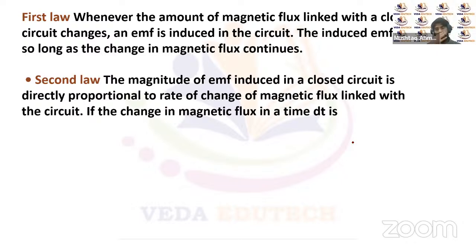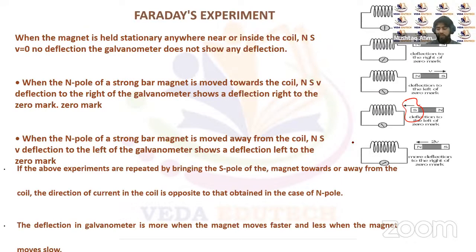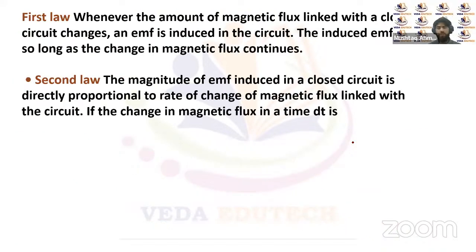With respect to all these observations, Faraday drew some conclusions. He concluded all these experimental observations in the form of certain laws: the first law of Faraday and the second law of Faraday.